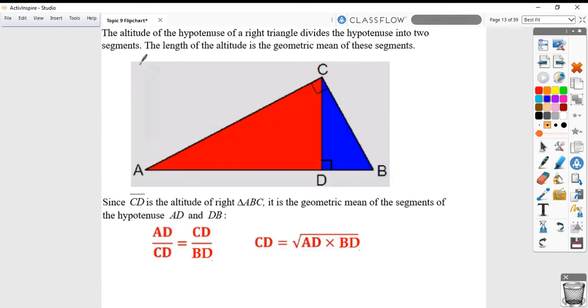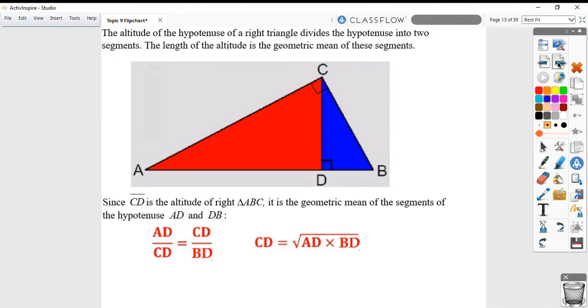Actually, first I want to talk about this. Okay, the altitude of the hypotenuse. These two things right here were our theorems. The altitude of the hypotenuse divides the hypotenuse into two chunks. AD and BD are the two pieces of our original big triangle hypotenuse. Since CD is that altitude, if we can find the geometric mean of AD and DB, that means we can find the length of this altitude right here.